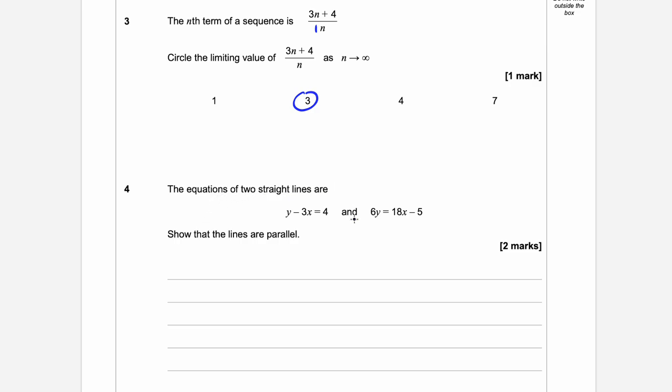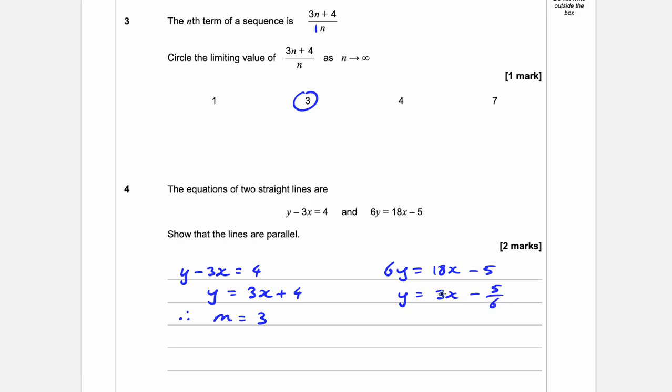The equations of two straight lines are this and this. Show that they are parallel. Okay, so first line, y minus 3x equals 4. This is y equals 3x plus 4. Therefore, m equals 3. This guy, 6y equals 18x minus 5. y equals this divided by 6, which is 3x, this divided by 6, minus 5 over 6.